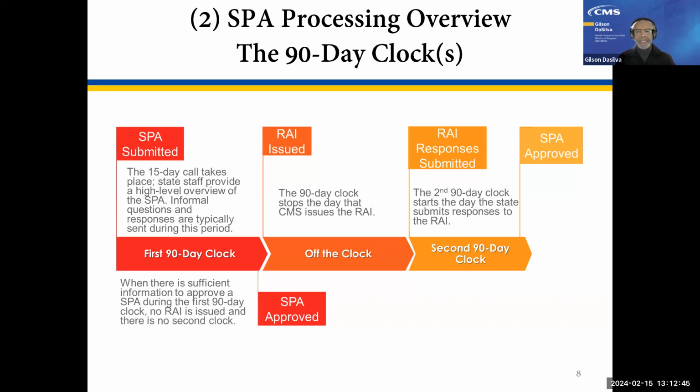The second 90-day clock will begin once the state submits the responses to the RAI, to the request for additional information. The second 90-day clock starts the day that the state submits those responses to the RAI. And hopefully by the end of that second 90-day clock, or even before, the SPA will then be approved.